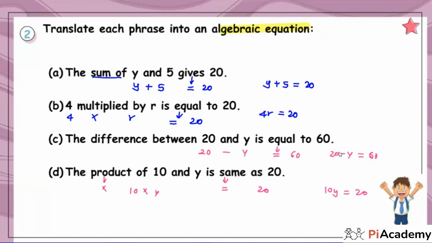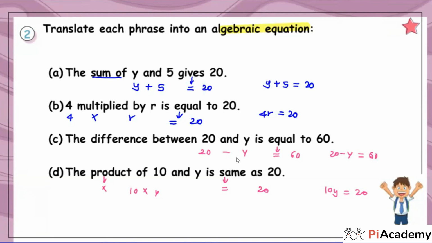Okay, still 5 hands are there. Moyuk, can you please tell me what is your doubt? I don't have a doubt, just that I would like to point out on C it should be y minus 20. Okay, let me check the difference between 20 and y. So why should it be y minus 20? What is the reason behind that?